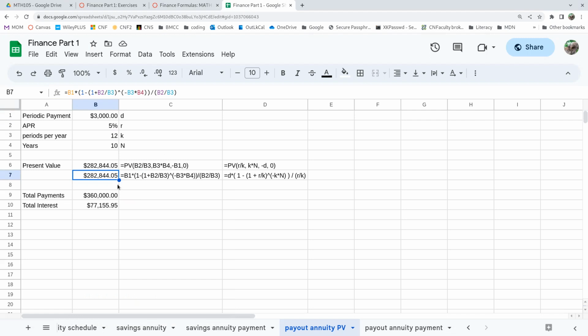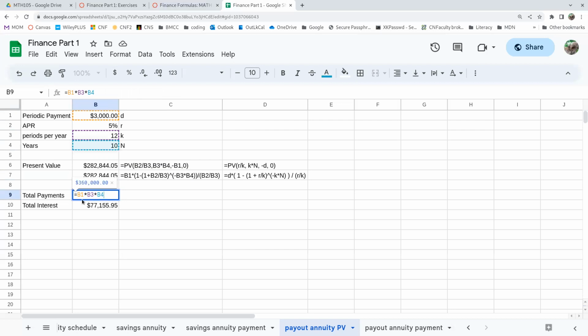All right, so let's think about that a little bit. Again, this is the calculator version of that formula, using the numbers above. I'm going to skip over that one for now. And number of total payments here. So total payments, that's just the $3,000 times 12 times 10. So if I click on that and hit enter, you can see that formula there.